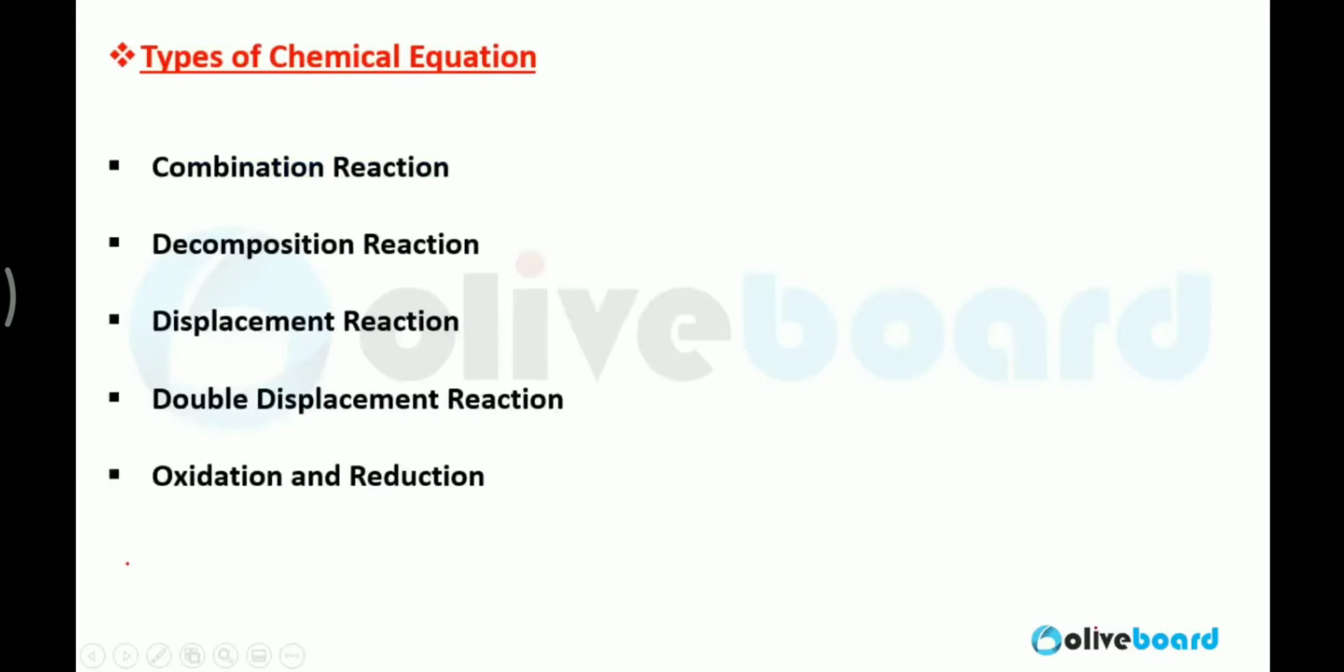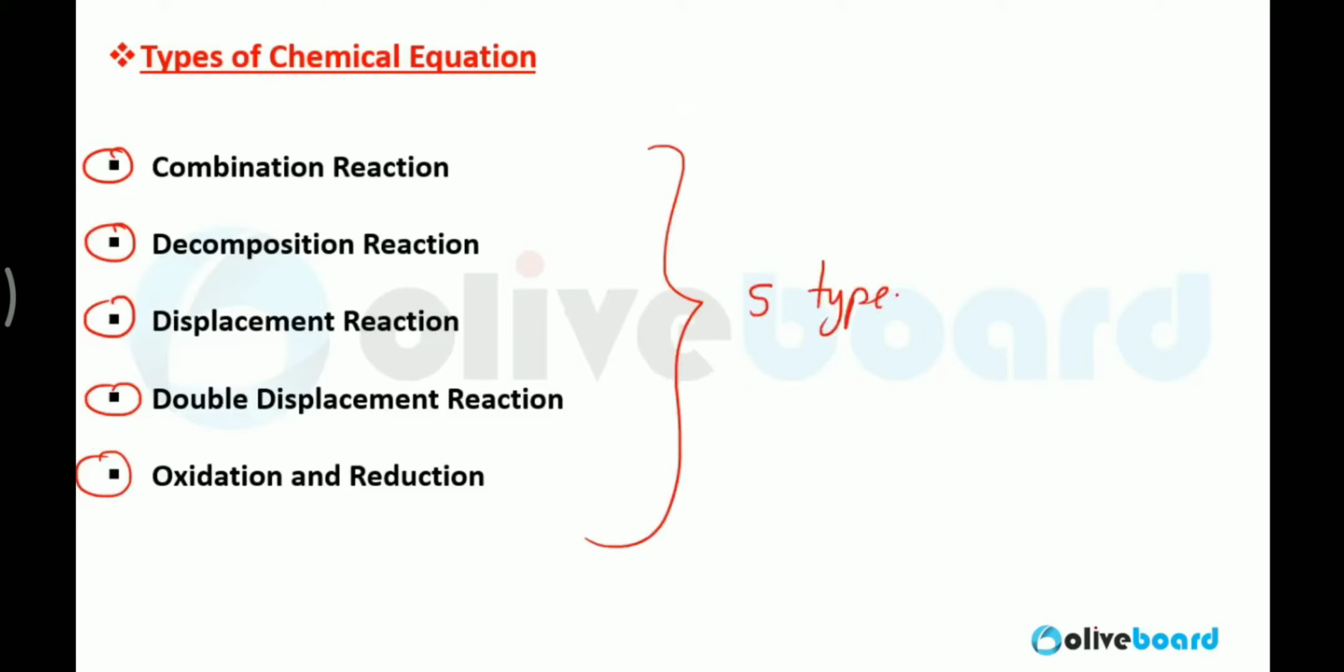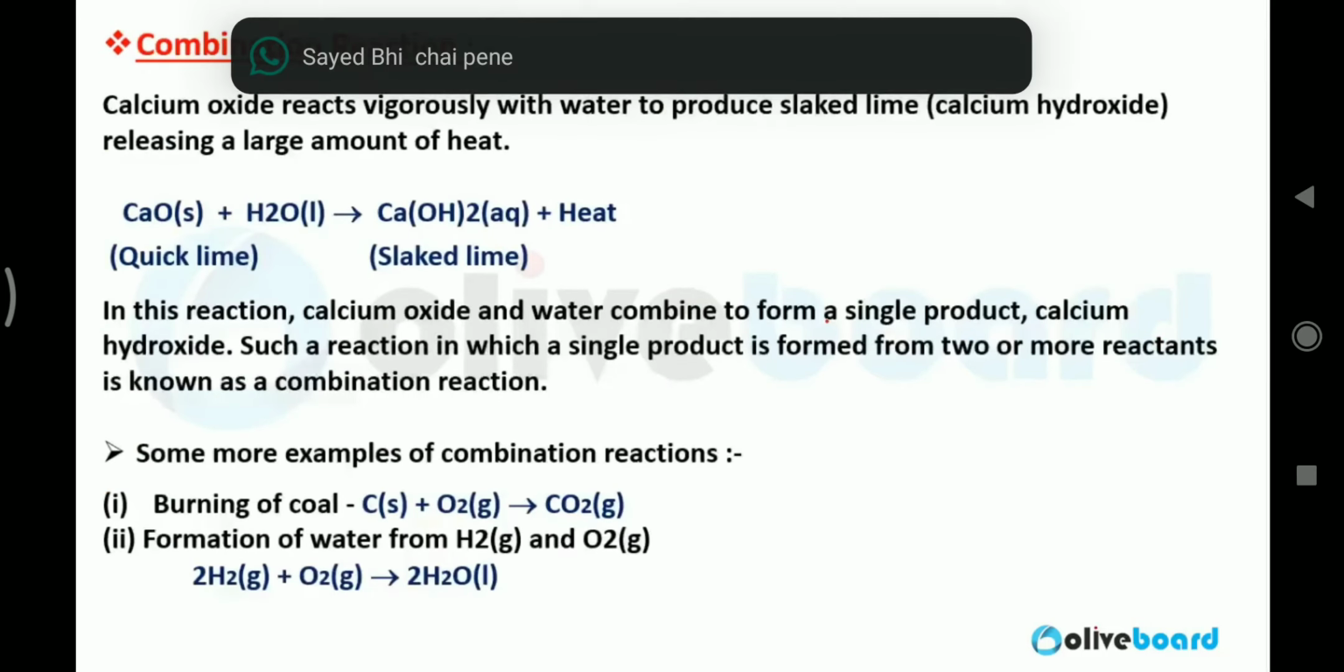Clear? Now we will see how many types of chemical equations there are. Combination reaction, decomposition reaction, displacement reaction, double displacement reaction, and oxidation and reduction. These are the 5 types of chemical equations. Clear? And we will understand them one by one. Let's start with combination reaction.